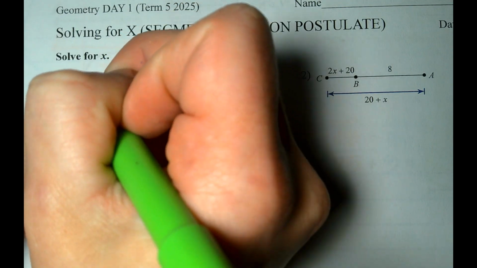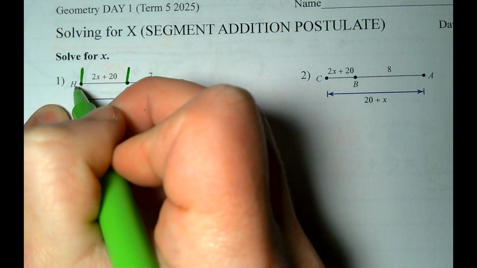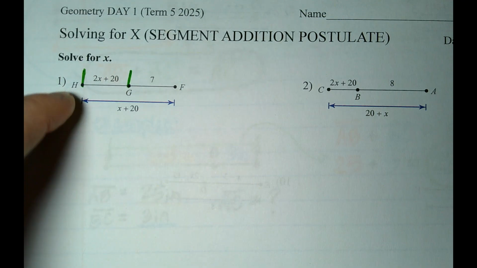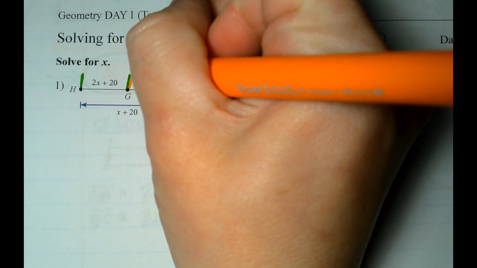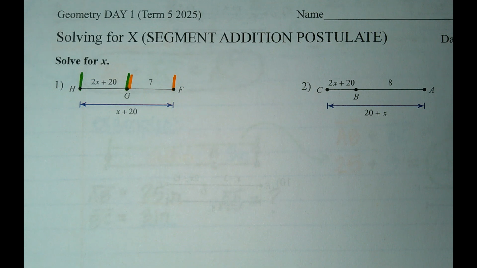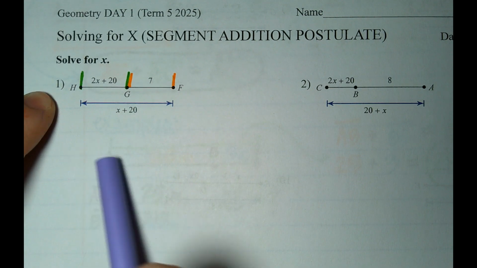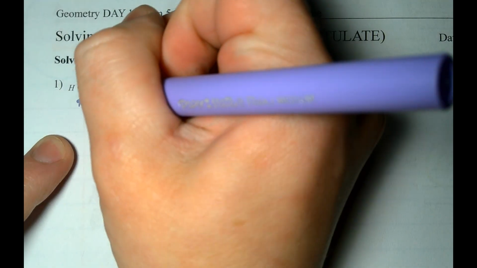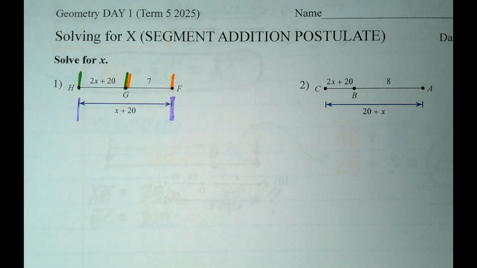So my first section is H to G, okay? My next little section is from G to F. My whole is from H to F, or this length here that they're giving us, the X plus 20.